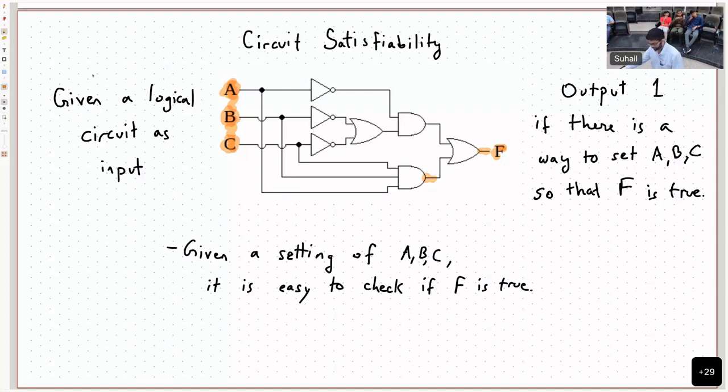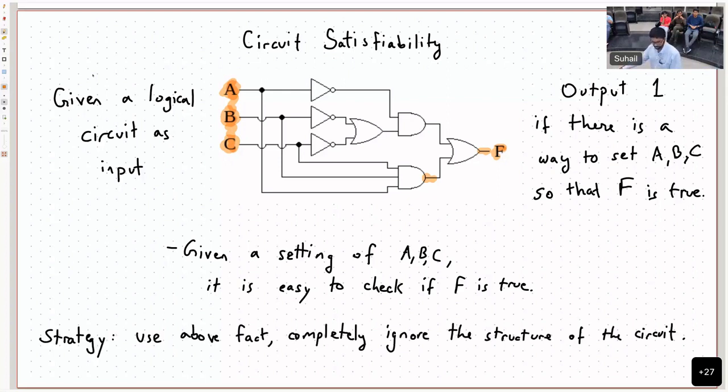Okay. So what we're going to be using is this fact. If you tell me a certain value of A, B, and C, it's actually easy to check whether for that value of A, B, and C the output is true. All you have to do is simulate the circuit on one input. This is the fact that we're going to be using, and in fact, it's the only fact we're going to be using: that given a setting of my inputs, it's easy to check whether an output is true or not. We're going to completely ignore the actual structure of the circuit. We're not even going to look at the circuit. We're just using the fact that we can evaluate a circuit efficiently.